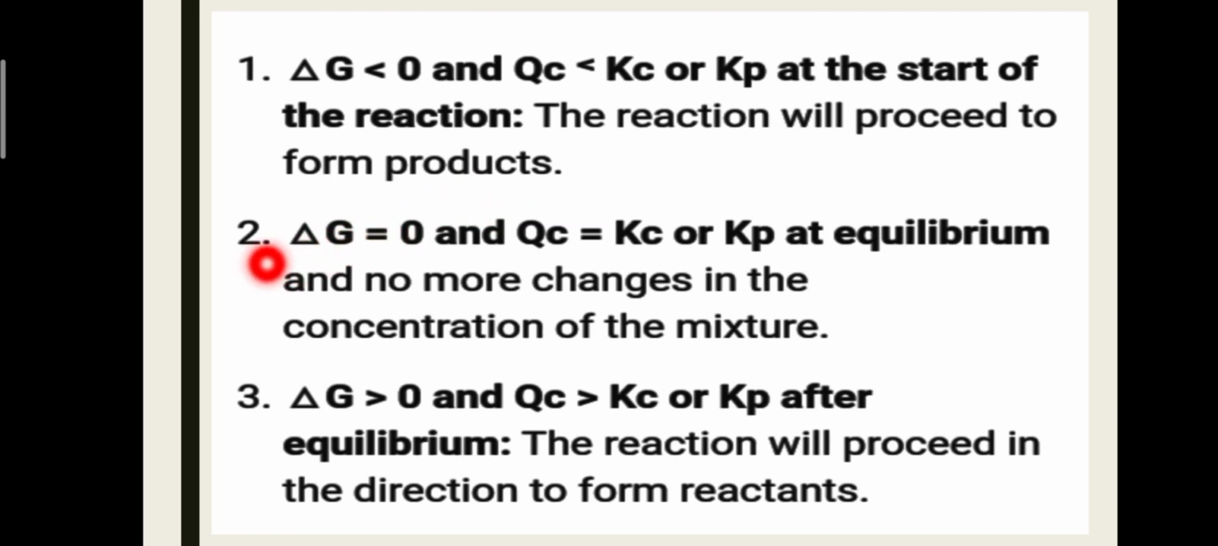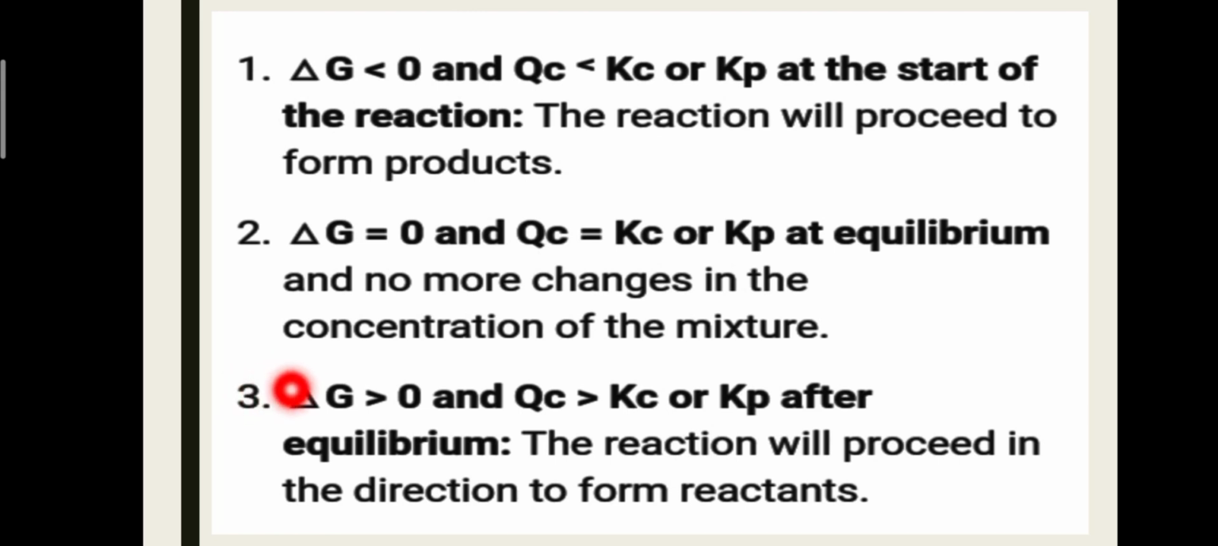Number 2: delta G is equal to 0 and Qc is equal to Kc or Kp at equilibrium, and there are no more changes in the concentration of the mixture.